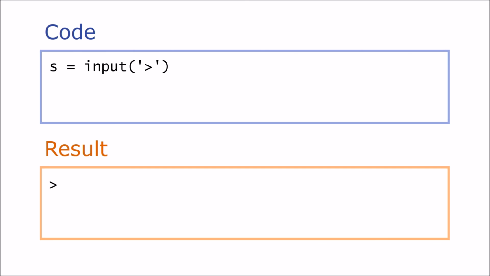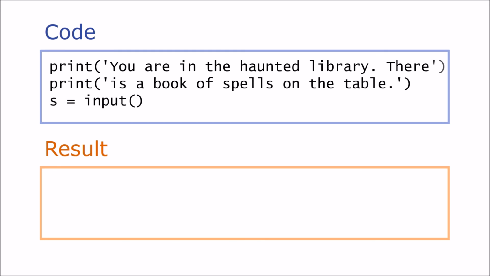In other cases, you might not want a prompt at all. You can use input without adding a prompt string, so no string will be displayed. One use of this might be a text adventure game where you use print statements to describe the room you're in. The player has to type instructions to say what they want to do next.